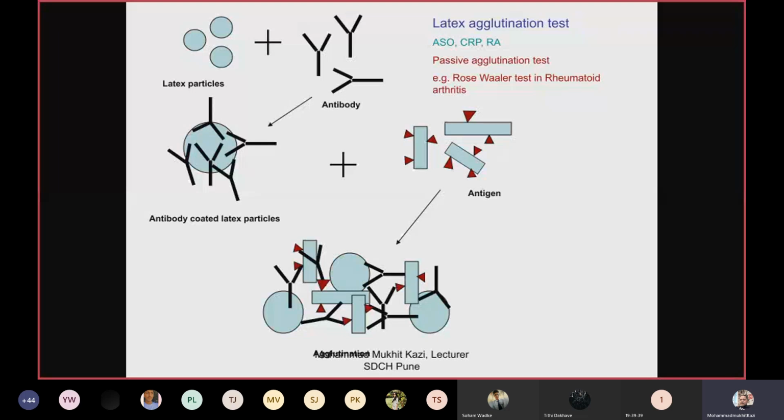It is also called passive agglutination test, and the example is the Rose-Waaler test in rheumatoid arthritis.